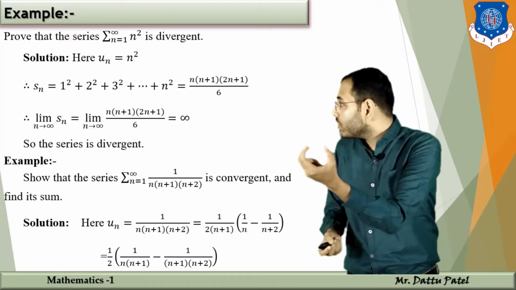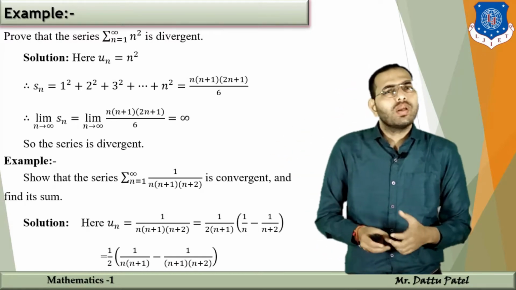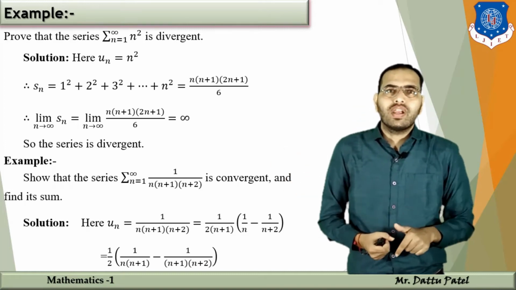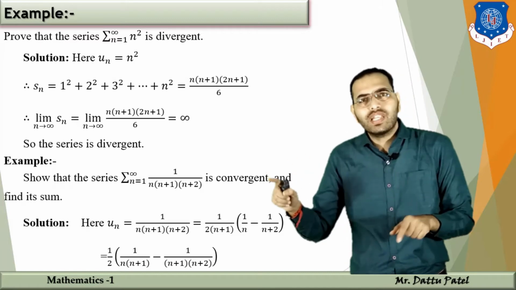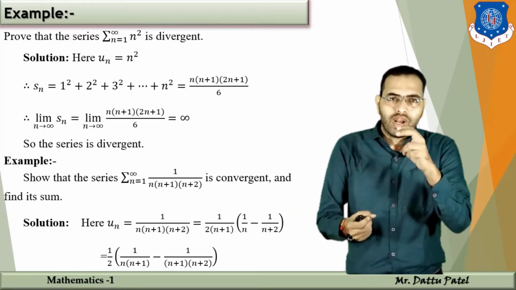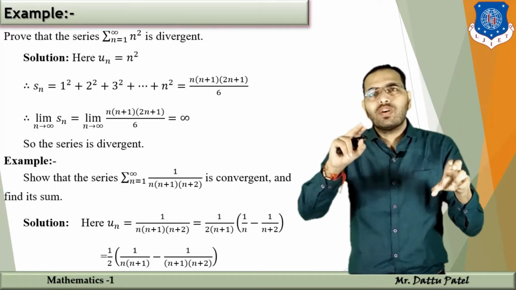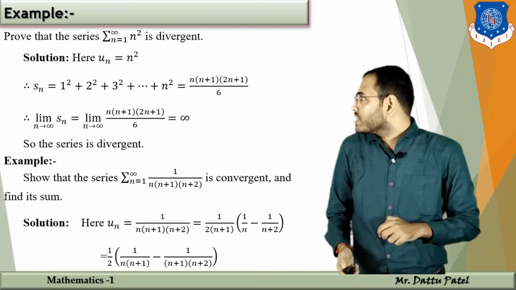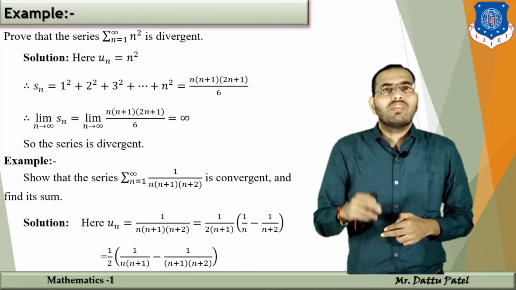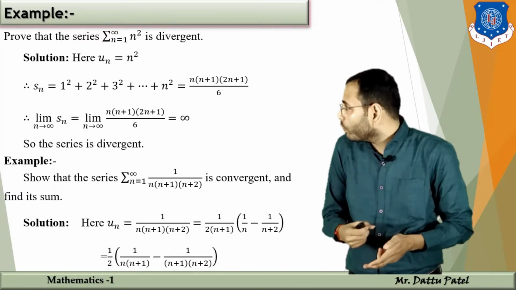In this term, with the help of term adjustment or the partial fraction method, we can simplify it and we get 1 half n plus 1 inside the bracket 1 upon n minus 1 upon n plus 2. Now 1 upon 2 as it is, and n plus 1 comes inside the brackets, then we get 1 upon n into n plus 1 minus 1 upon n plus 1 into n plus 2.